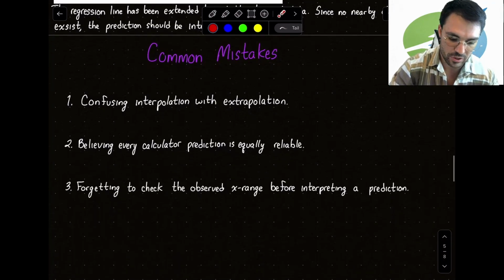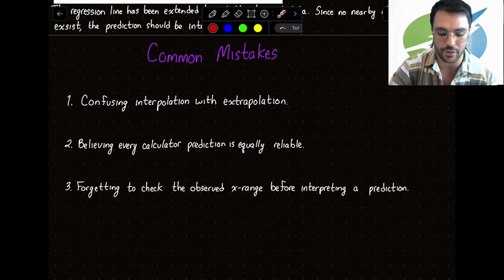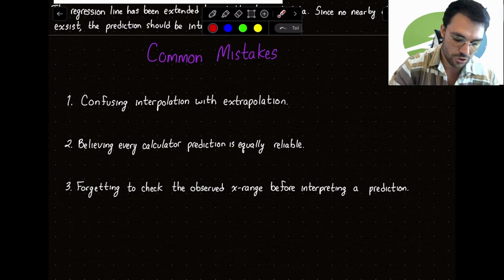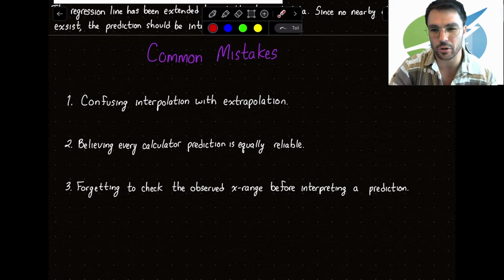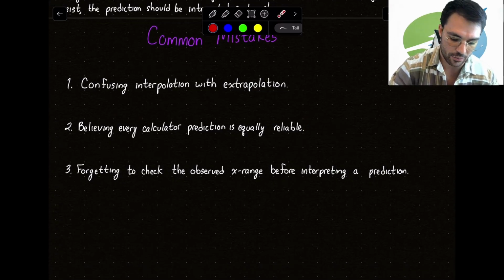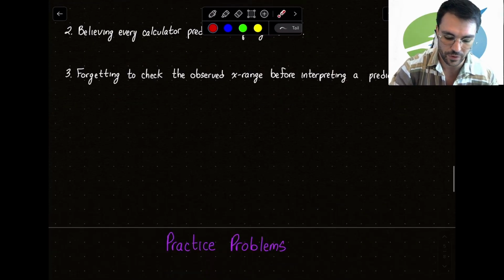All right, some common mistakes. One, confusing interpolation with extrapolation. I think it's easy: inter is in, extra is literally extra, out. Two, believing every calculator prediction is equally reliable. They should all be close enough to each other, but they will vary. And three, forgetting to check the observed x range before interpreting a prediction.